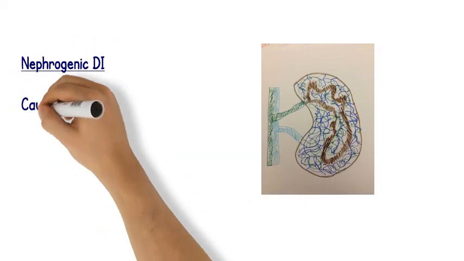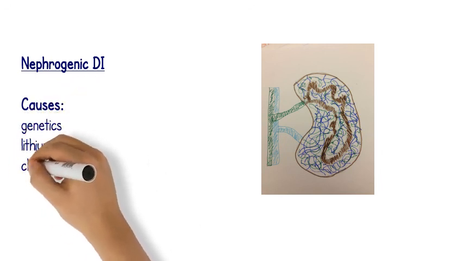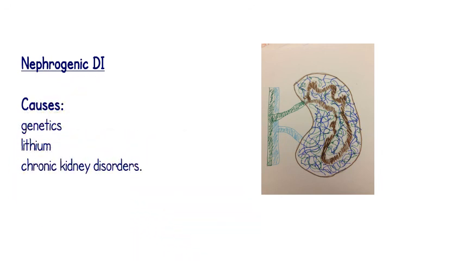Nephrogenic diabetes insipidus is when the kidneys no longer respond to the ADH hormone. This is an X-linked disorder that mutates the AVPR2 and AQP2 genes. These are responsible for protein production. The causes are genetics, lithium exposure, and/or chronic kidney disorders.